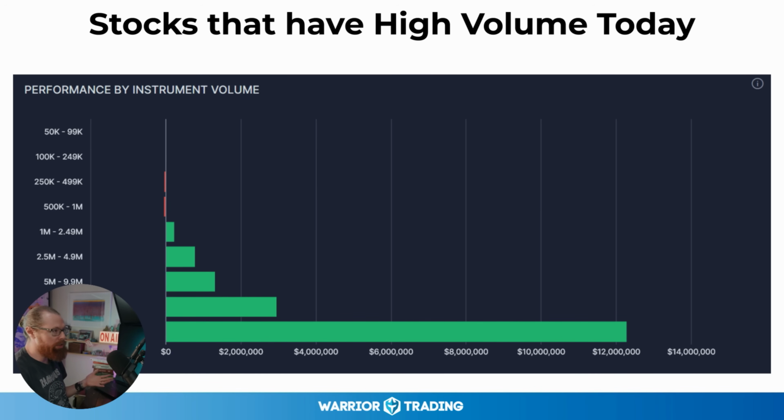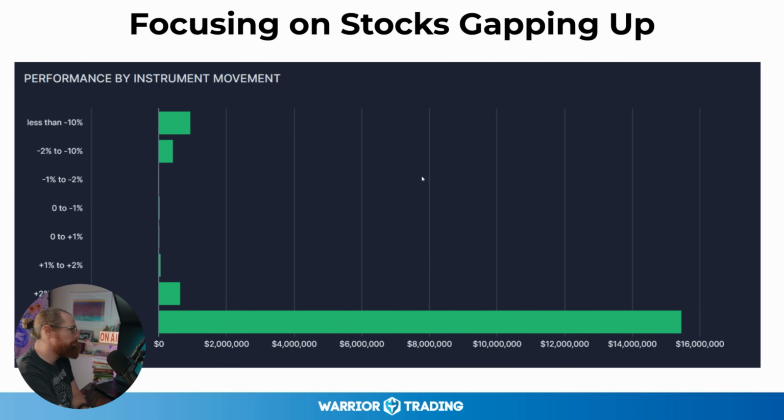High total volume means that there's millions of shares of volume, which means it's easier to get in and easier to get out. It's very liquid. So more volume means you can take bigger positions. Bigger positions means you can make more money. So it makes sense that I would do better on a stock that has millions of shares of volume versus a stock that has only hundreds of thousands of shares of volume.